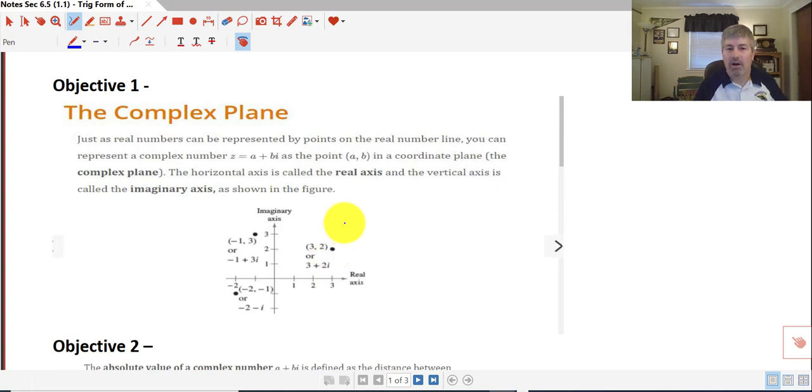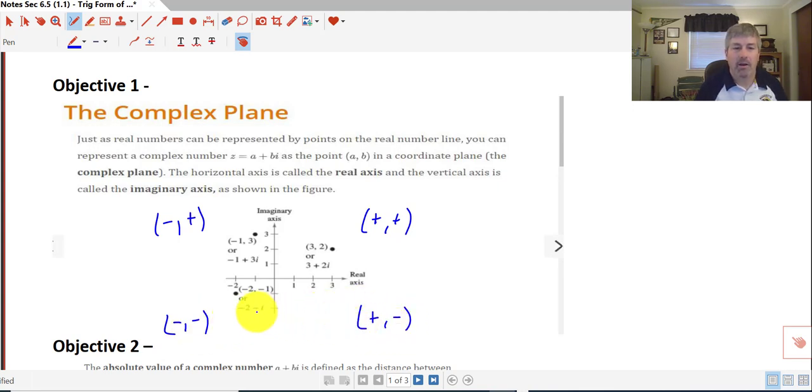So we still have our quadrants with positive, positive, negative, positive, and so forth. So we would have this kind of thing in our quadrants. Our third quadrant is still negative, negative, where the real part is negative and the imaginary part is negative, and so forth. We would plot a number like negative 2 minus i: negative 2 on the real axis, and negative 1i on the imaginary axis.